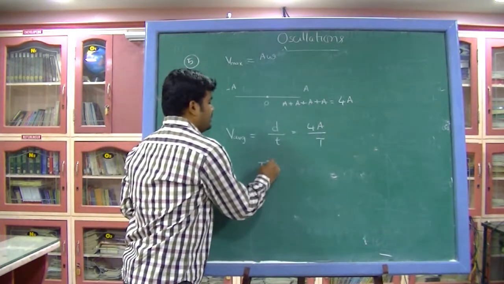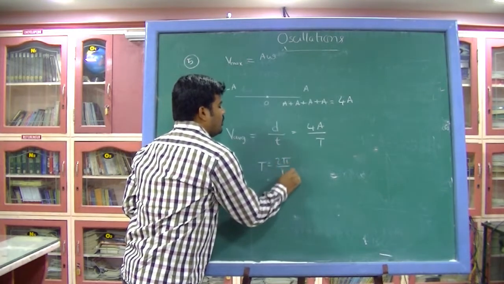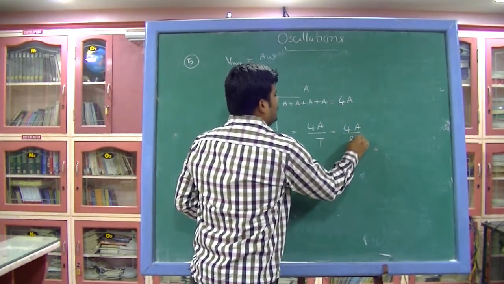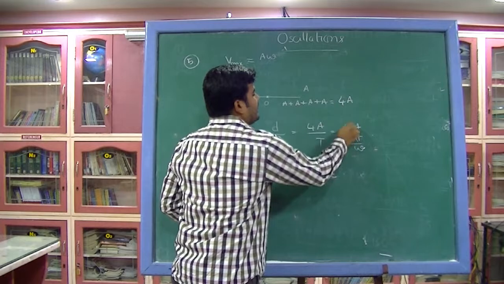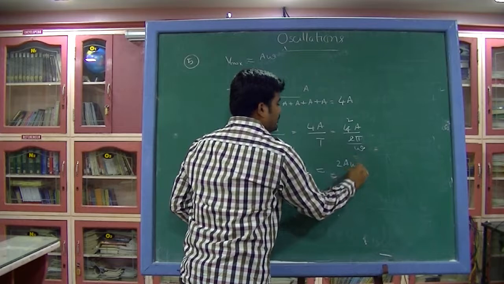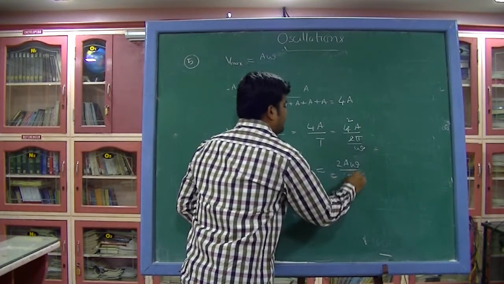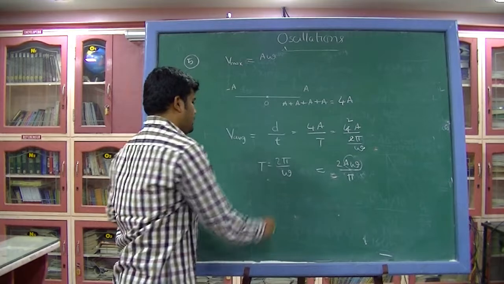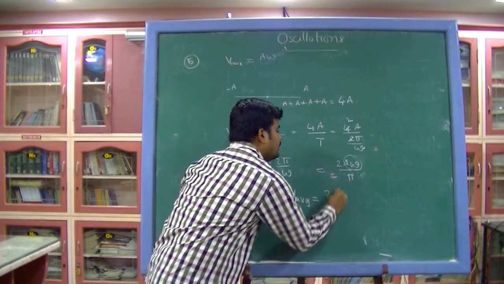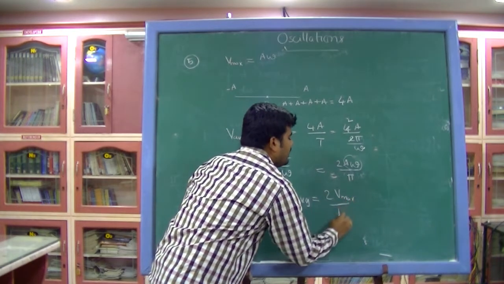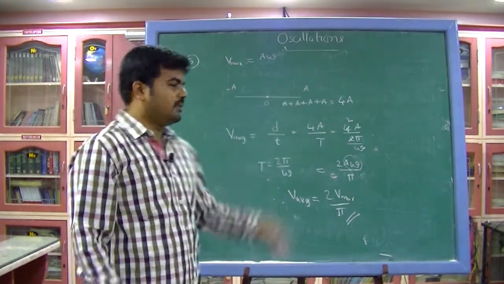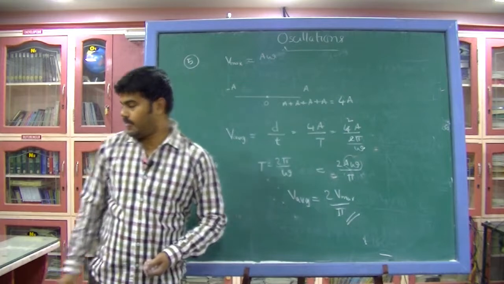Now, time period is nothing but 2 pi by omega. Substituting the value, you get 4A divided by T, with T as 2 pi by omega. Simplifying this, you get 2 into A, and omega goes to the numerator, so 2A omega divided by pi, where A omega is V maximum. Therefore, the average speed of one oscillation for the particle is 2 V maximum divided by pi. This is the average speed for one complete oscillation of the particle. That is the answer for this problem.